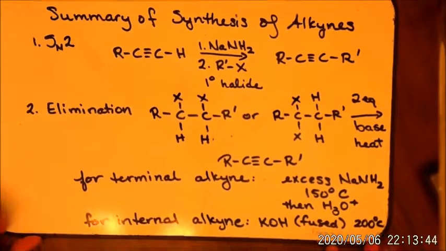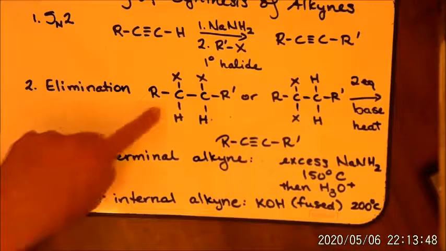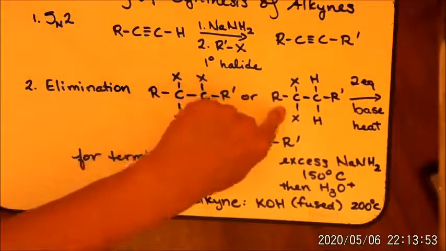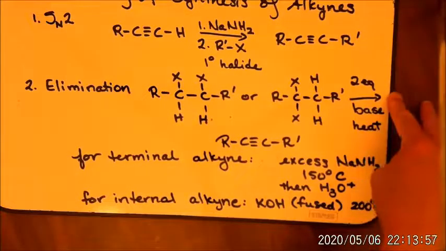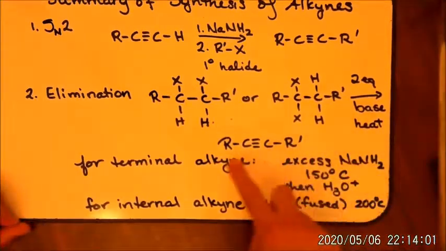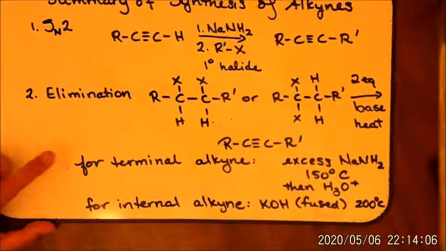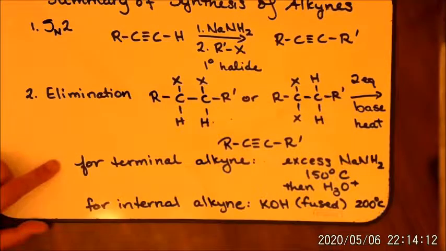Second, we can make alkynes by doing an elimination. Okay, so you either have a vicinal dihalide or a geminal dihalide. Minimum 2 equivalents of base. Usually we just do an excess of base and heat. Okay, and then you form your alkyne. If you want a terminal alkyne, then you're going to use excess sodium amide. Then step 2, you're going to protonate with acid.